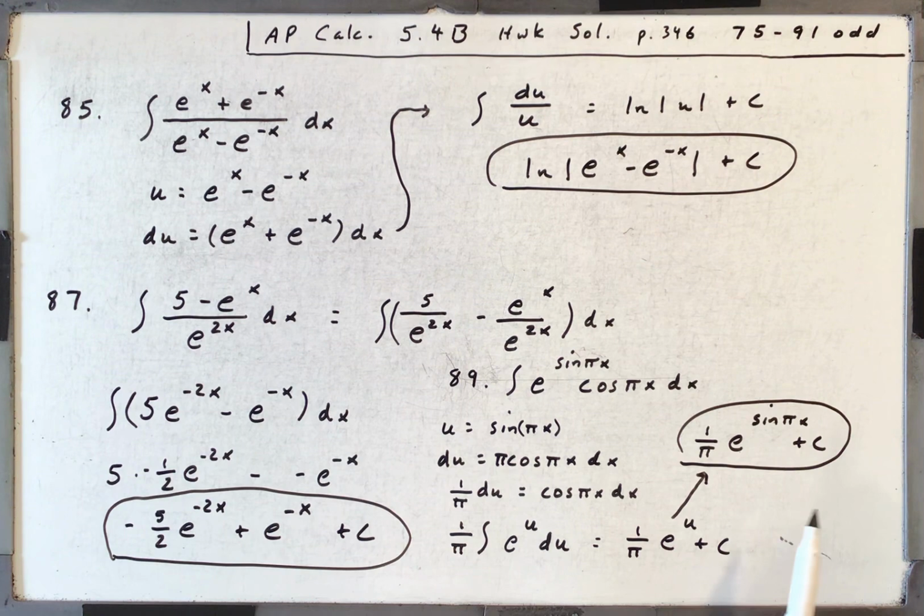All right, I'm going to take the derivative in my head. That's going to be 1 over pi times e to the sine pi x times the derivative of sine pi x, which is pi cosine pi x. The pi and the 1 over pi cancel, and you are good to go. All right, so I was able to barely squeeze 89 in there.